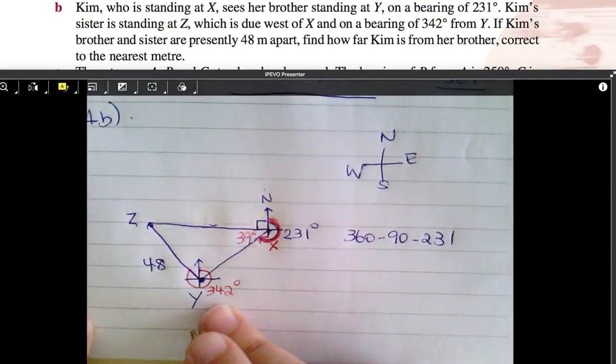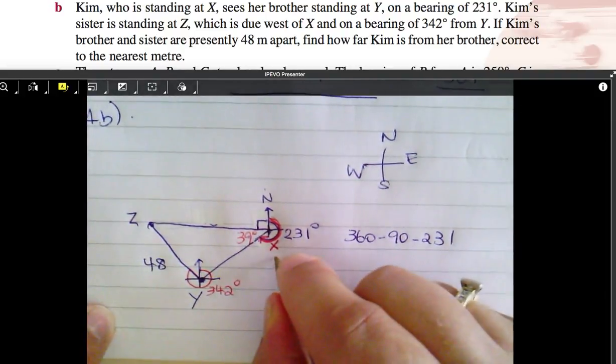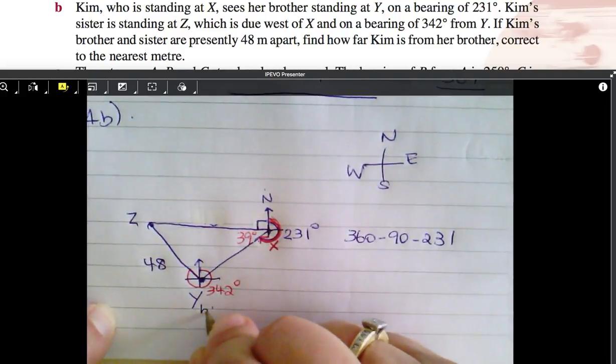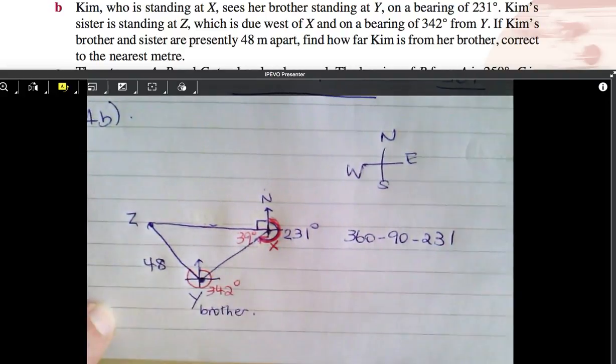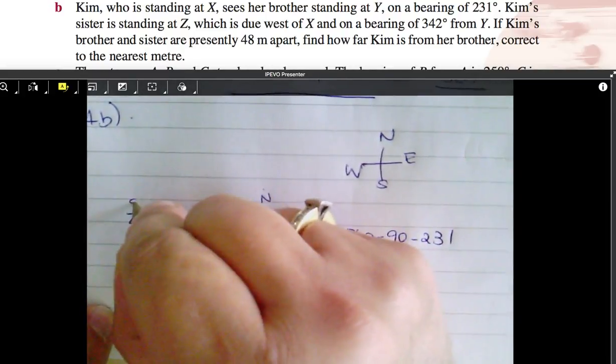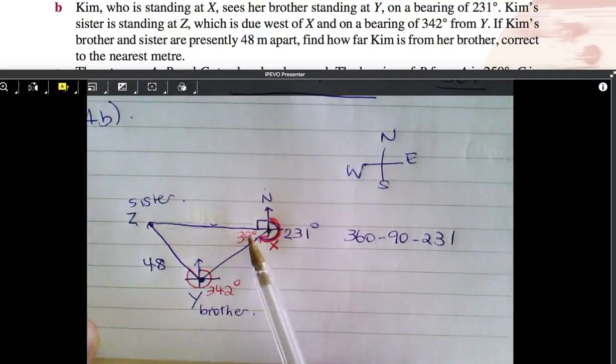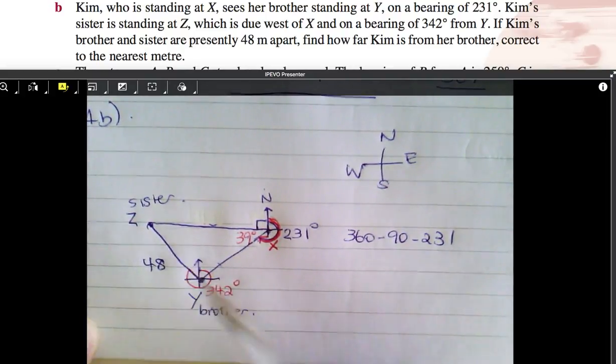So you might want to label these. That's Kim. That's the brother. Y chromosome. Sister. She should be X, but doesn't matter. This is 39. You can work out this angle or this angle. You've got enough information to do it.